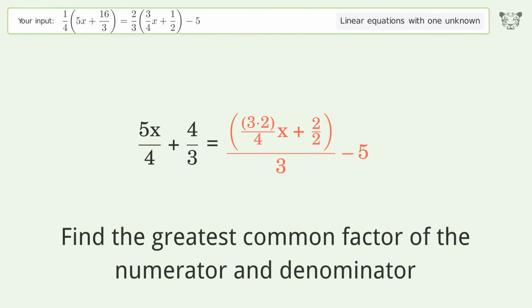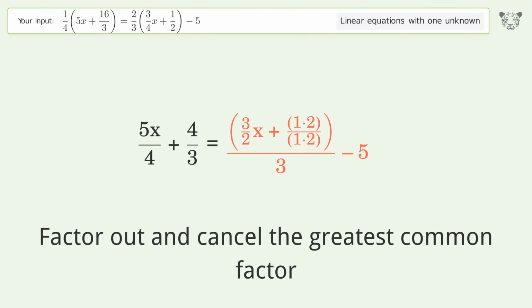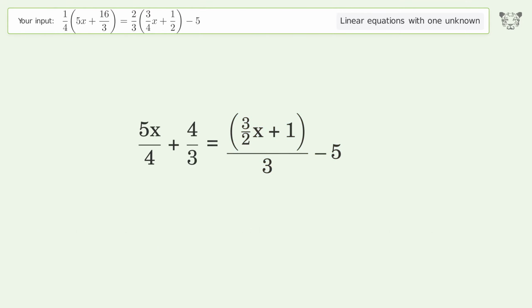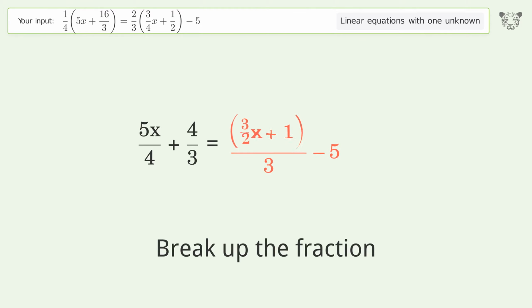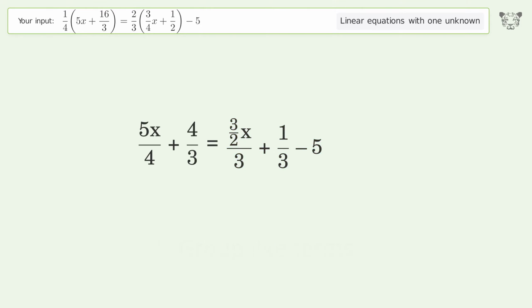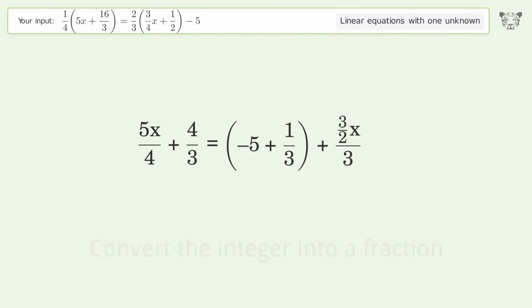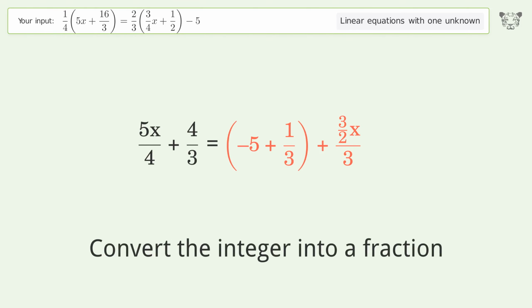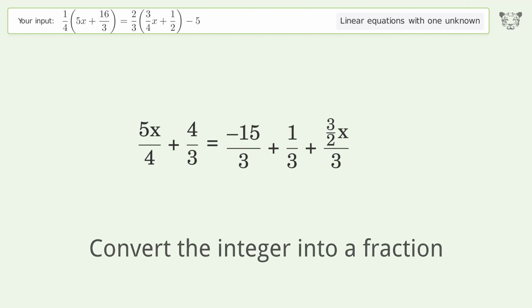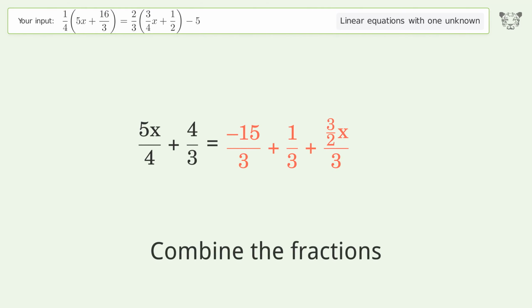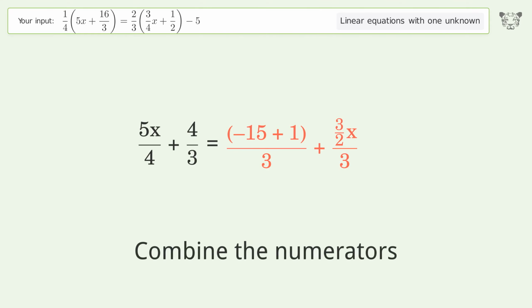Find the greatest common factor of the numerator and denominator. Factor out and cancel the greatest common factor. Break up the fraction. Group like terms. Convert the integer into a fraction. Combine the fractions. Combine the numerators.